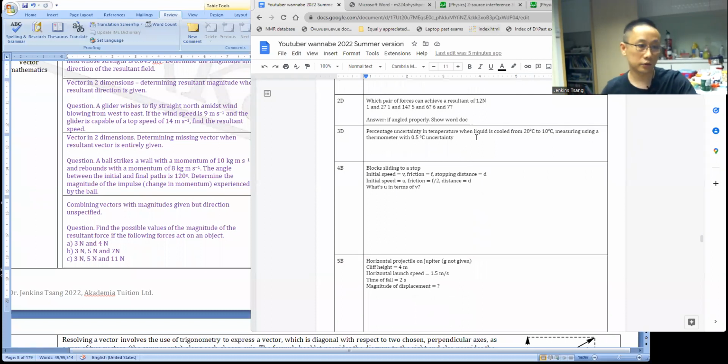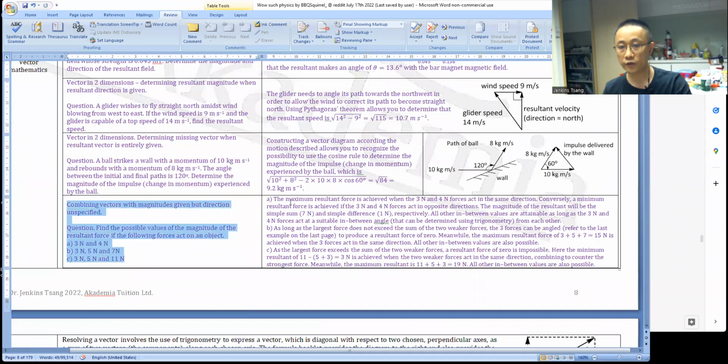Moving on, second question. The magnitude of the resultant of the two forces acting on the body is 12 newtons. And then they are asking which of the four choices can give rise to the resultant of 12 newtons. And what you guys need to be aware of is what happens when you combine two vectors in unspecified directions. In the case where you have two force vectors acting on the same object, the maximum resultant is the simple sum, and the minimum resultant should be the simple difference. And any other in-between magnitudes are possible as long as you angle the two forces properly.